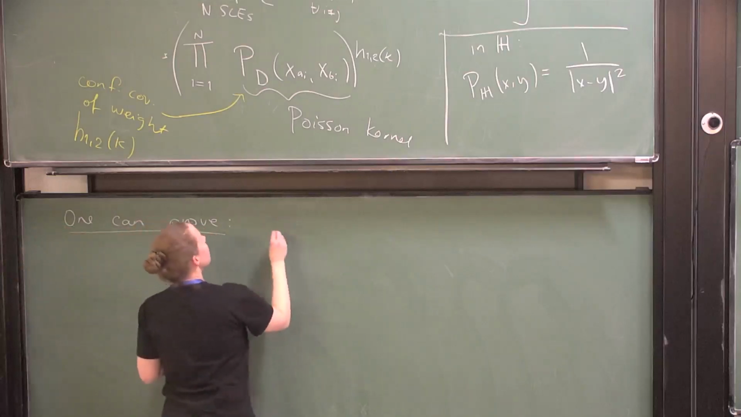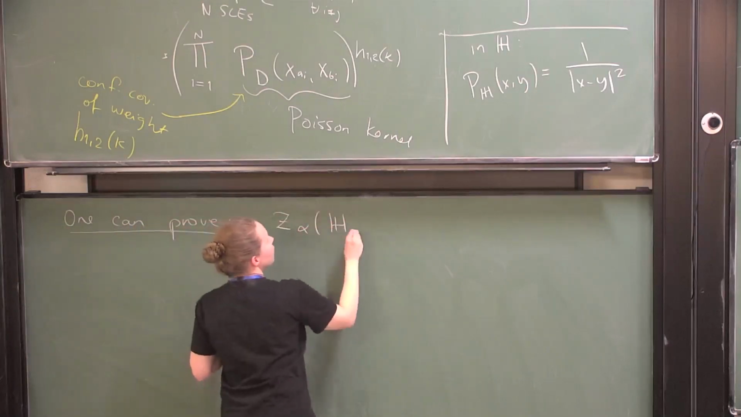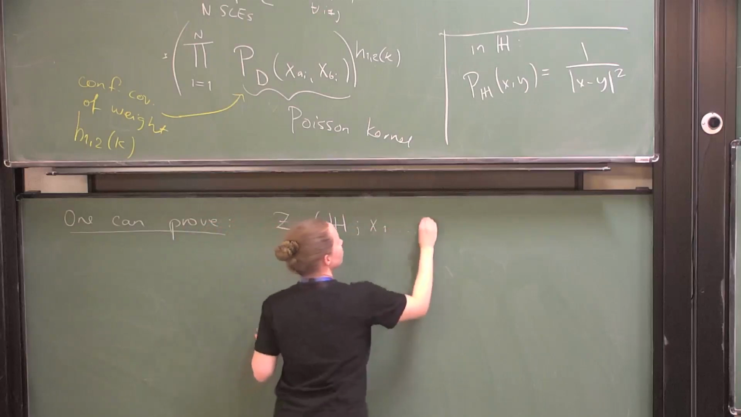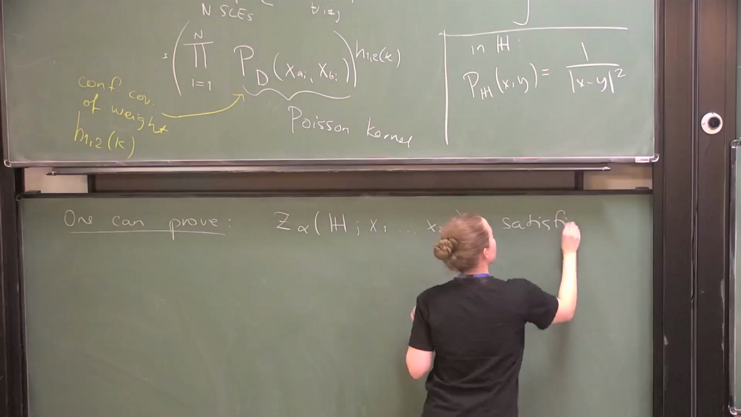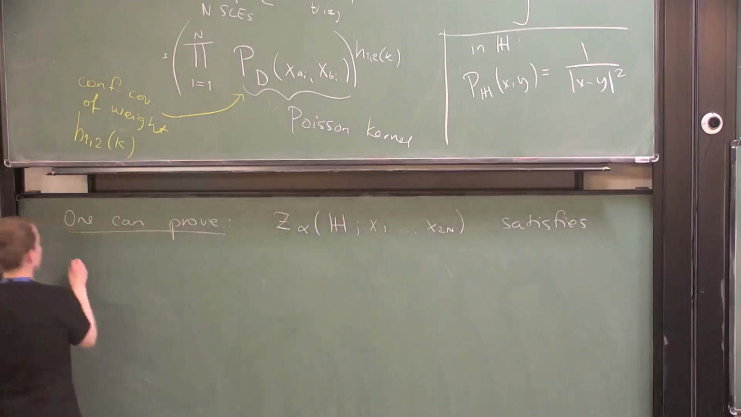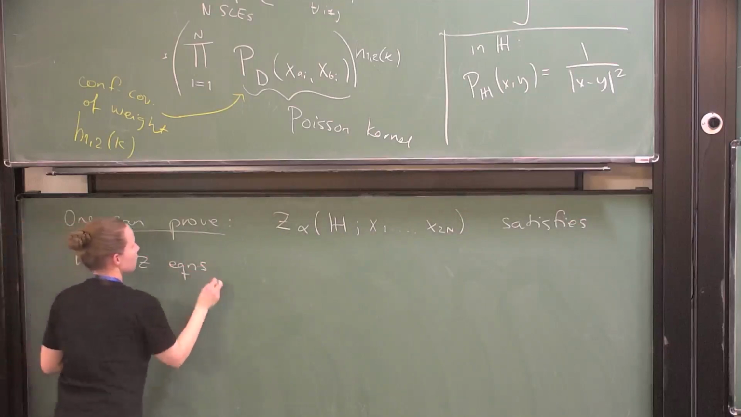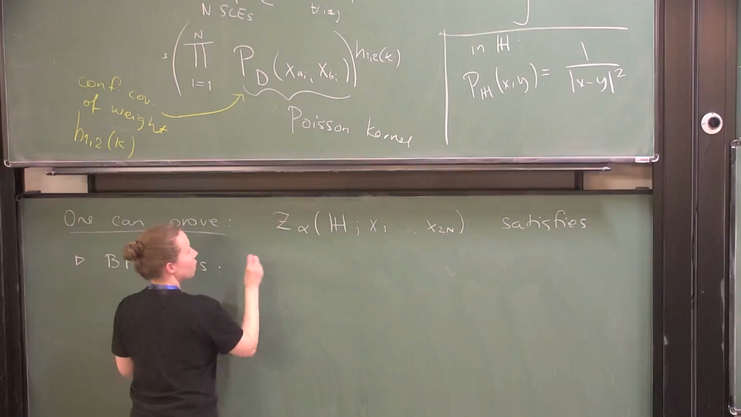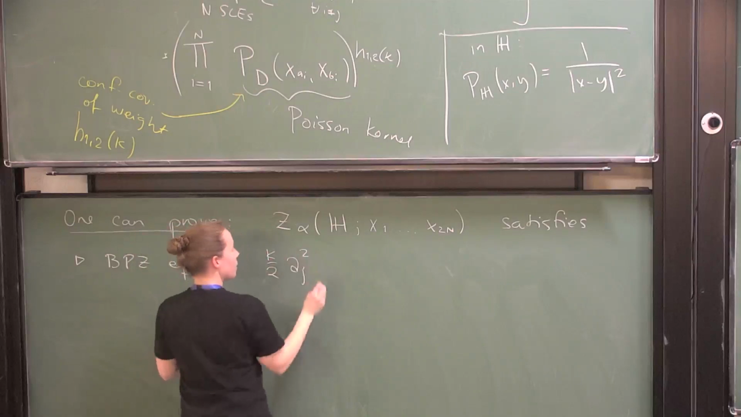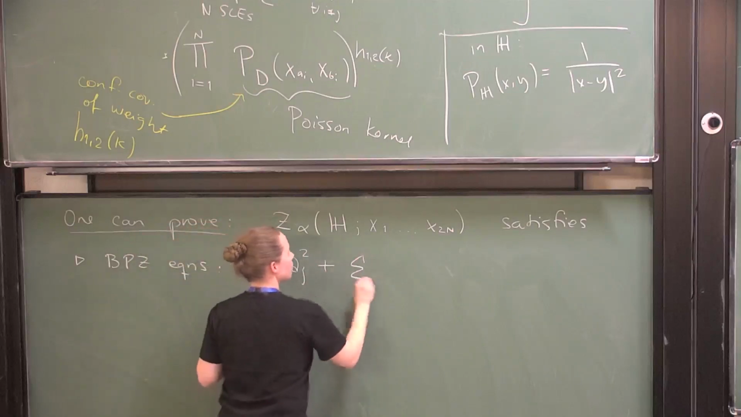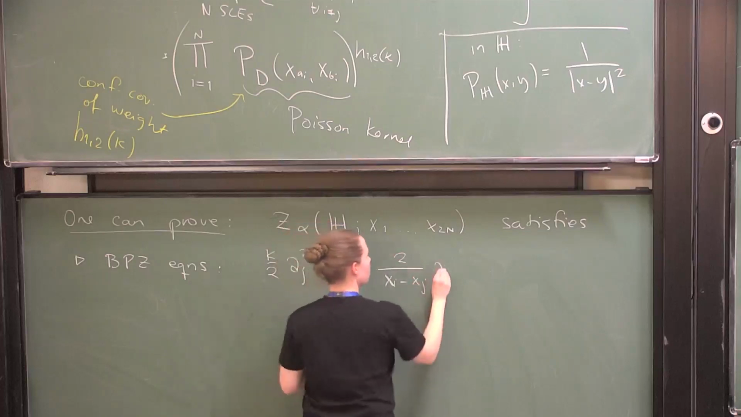So what you can prove is that Z, in our favorite domain, so that everything is more explicit, satisfies BPZ equations with level 2. So yes, I can write it if it's reminding someone of something. Modulus and minus signs that I always get wrong.